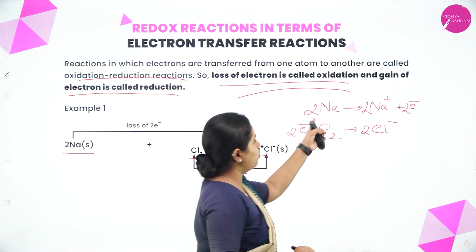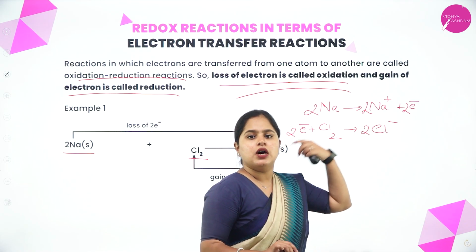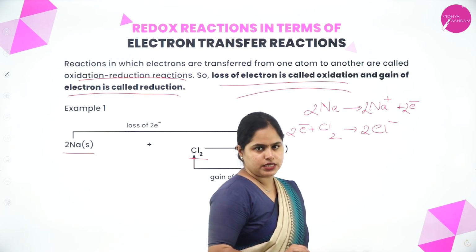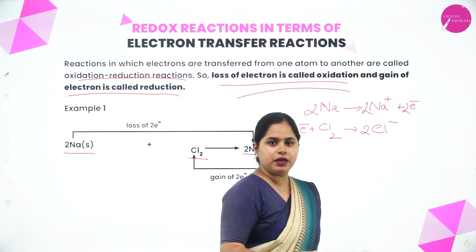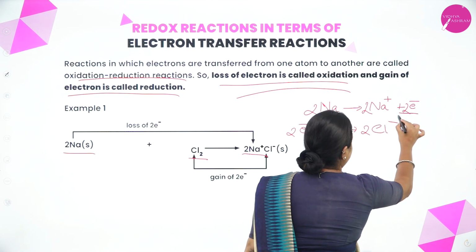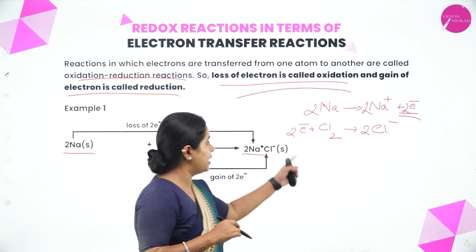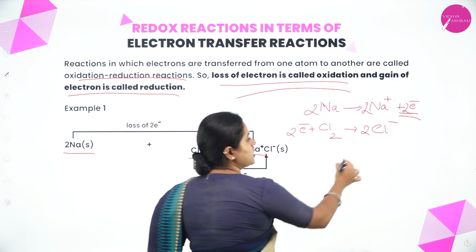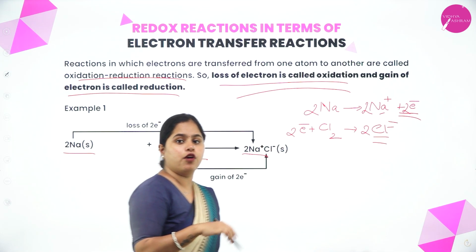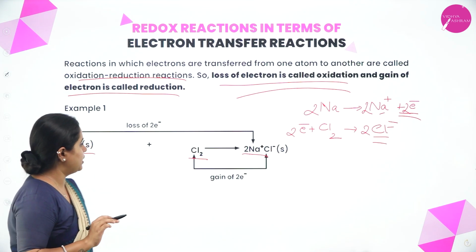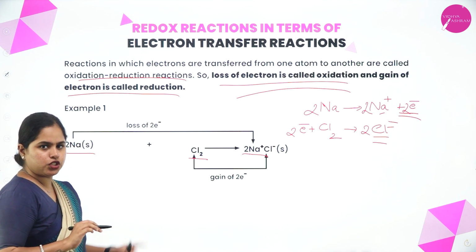So that means 2 moles of sodium are oxidized into Na plus by the loss of electrons. So how many electrons are being lost from here? 2 electrons, and those 2 electrons are gained by chlorine and it forms Cl minus, and this Na plus and Cl minus will combine and form sodium chloride. So I hope that is clear. So this is the reaction which is shown here.